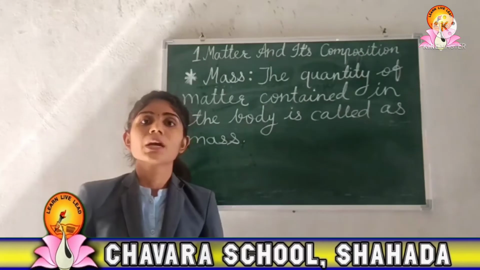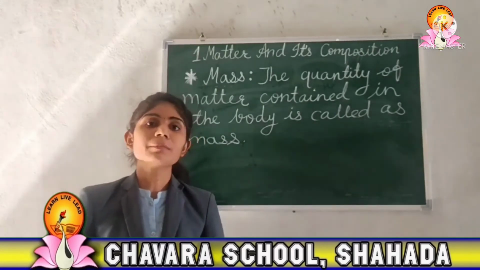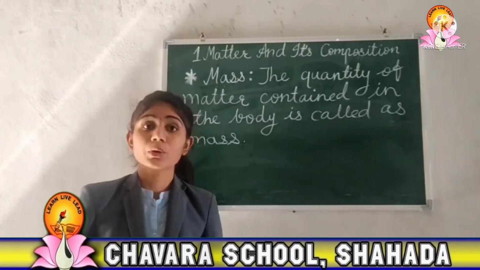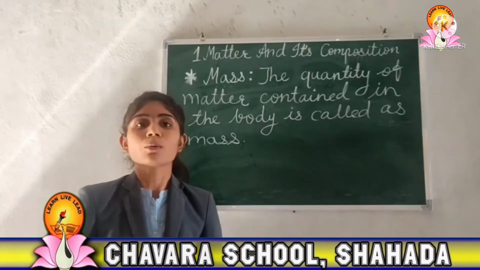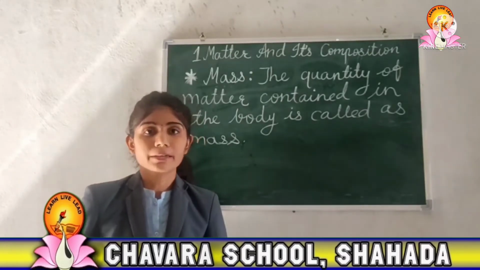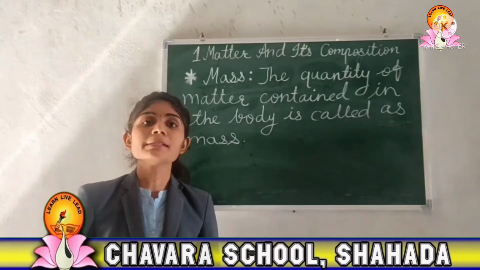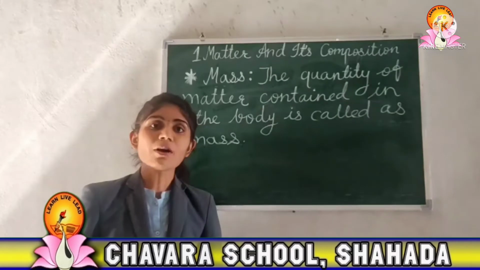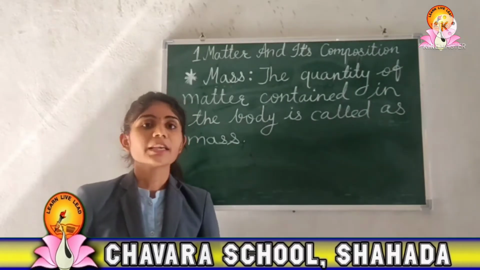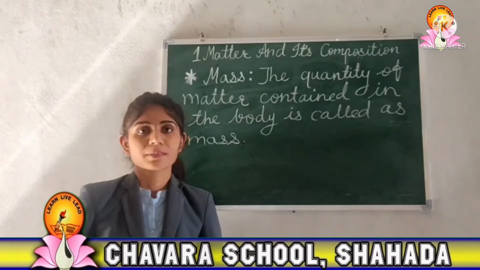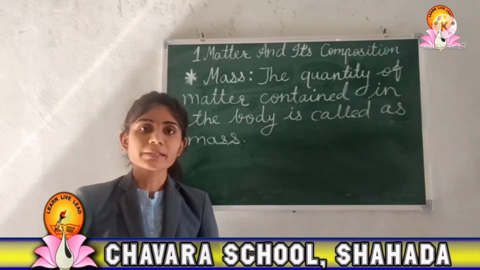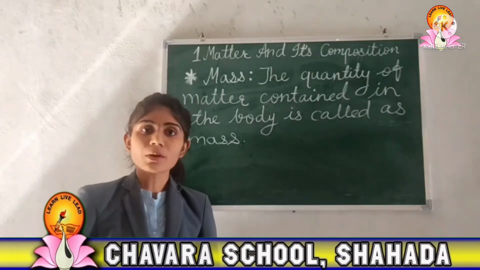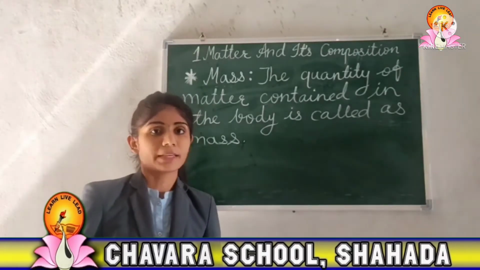There is a confusion between the two terms mass and weight. Are they same? No. Mass and weight of the body are two different terms. So let's see the difference between them. So mass. The quantity of matter contained in the body is called mass. And the mass of the body is a constant quantity. It means mass of the body does not change according to the place.